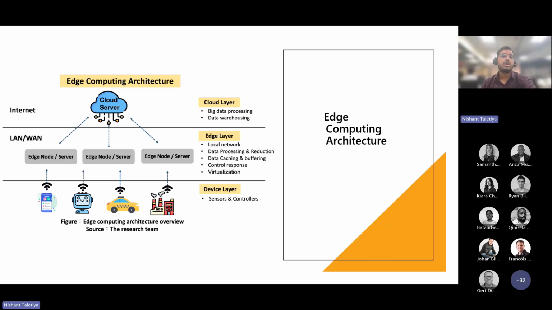So let me explain the architecture of edge computing, how it works. We have three layers: the first is the device layer, the second is the edge layer, and the third is the cloud layer. In the device layer, for example, we have mobiles, computers, cars, industrial machines, and so on. They produce data and inputs, and share the data to the edge layer. The edge layer is a local network with data processing and reduction, data caching and buffering, control response, and virtualization.